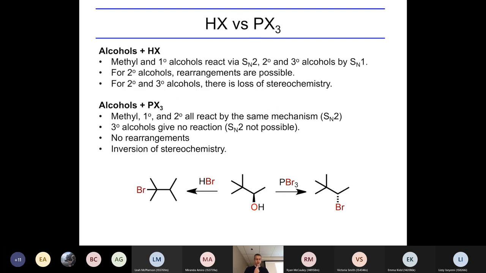All right, so this is just a summary, really. This reaction, kind of quick, summarizes the features of when you might want to use one versus when you might want to use the other. If it's a tertiary alcohol, you got to use HBr. You can't use PBr3. Otherwise, PBr3 is almost always a better option.